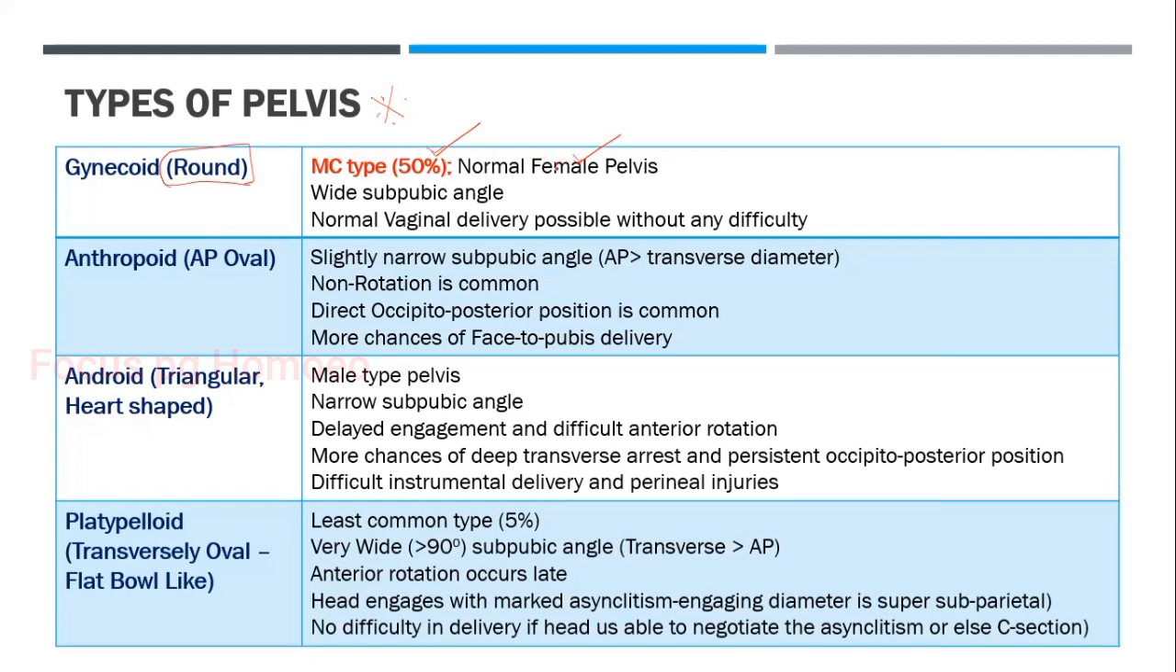And why is it the normal female pelvis and a favorable pelvis? Because normal vaginal delivery is possible without any difficulty. This is an ideal type of pelvis, gynecoid or round pelvis, and there is a wide subpubic angle. When there is a wide subpubic angle, engagement and descent happen very easily, so there will be no difficulty. You can relate it that way: normal female pelvis, and the most common type of pelvis is the gynecoid pelvis. And which is the least common type?